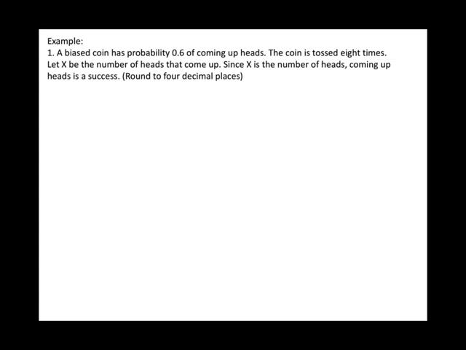Okay, example 1. A biased coin has a probability 0.6 of coming up heads. The coin is tossed 8 times, and let X be the number of heads that come up. Since X is the number of heads, coming up heads is a success. We're going to flip the biased coin, and getting a head has probability 0.6, and we're going to flip the coin 8 times. So first, what is the probability of getting exactly 2 of the tosses are heads?